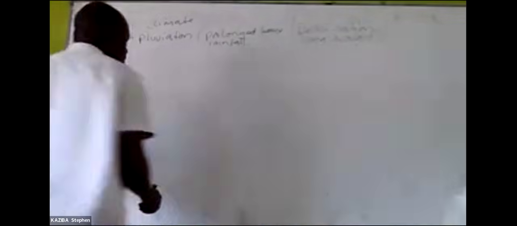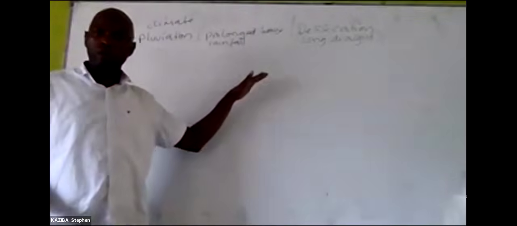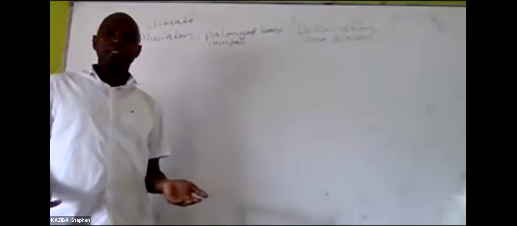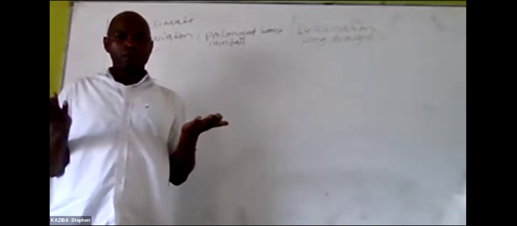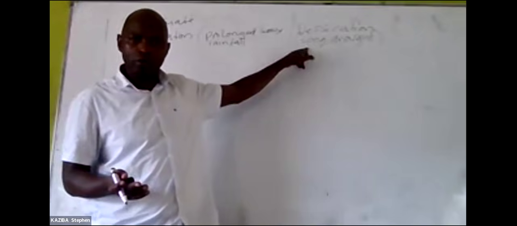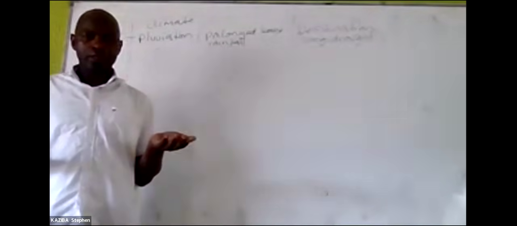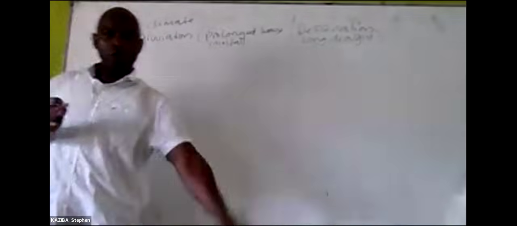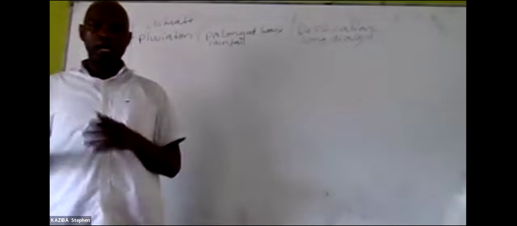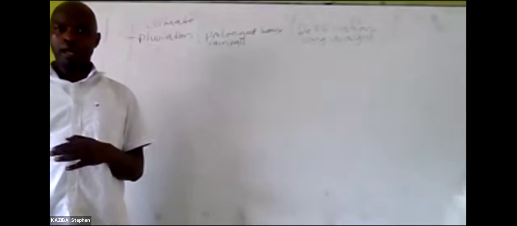So there are 2 points, and we're going to answer them concurrently. Where we have prolonged heavy rainfall, what happens? It leads to a rise in the level of the sea. Whereas where you have a long drought, we tend to experience high rates of evaporation, leading to a fall in the level of the sea in relation to land. Make sure you don't forget that. A fall in the level of the sea in relation to the land.